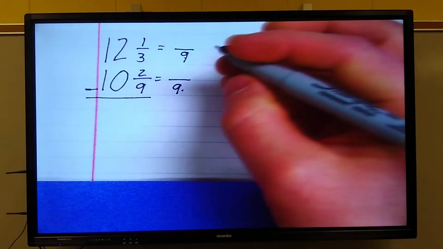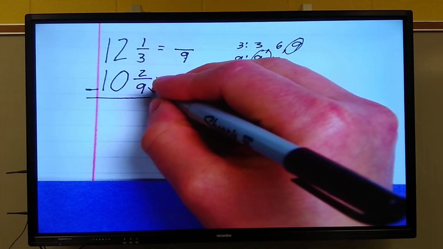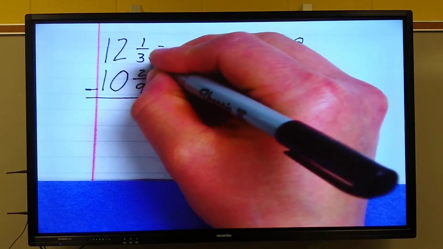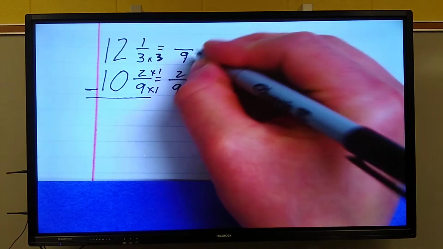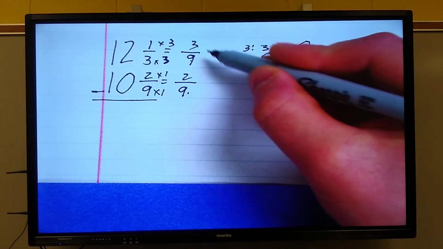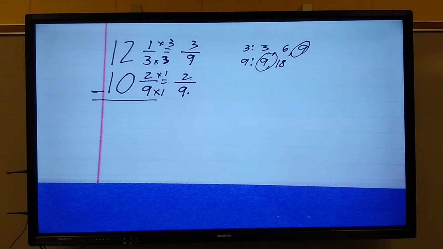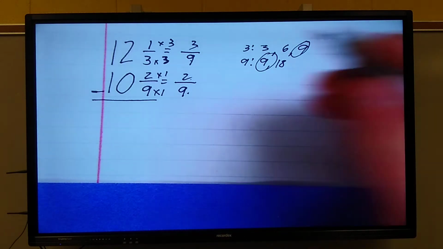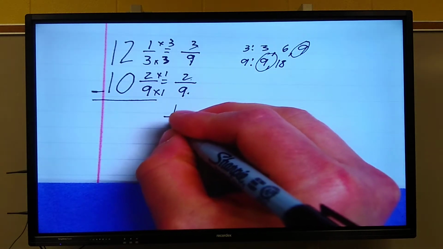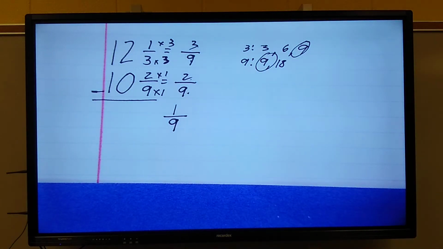Now, new numerators. 1 times 9 is 9. 2 times 1 is 2. 3 times 3 is 9. 1 times 3 is 3. This numerator is bigger than that numerator. Therefore, I may subtract. 3 minus 2 is 1. My denominator stays the same.